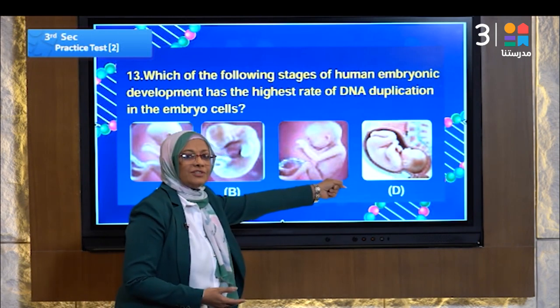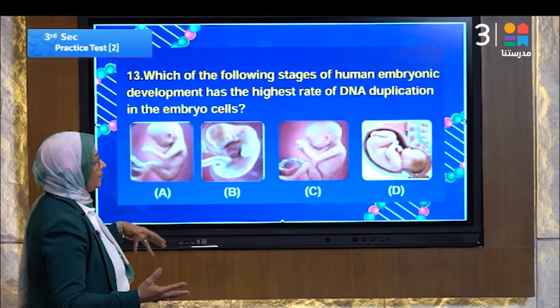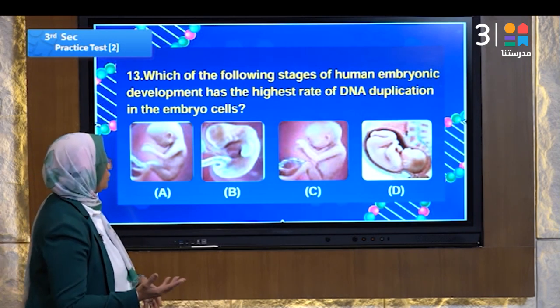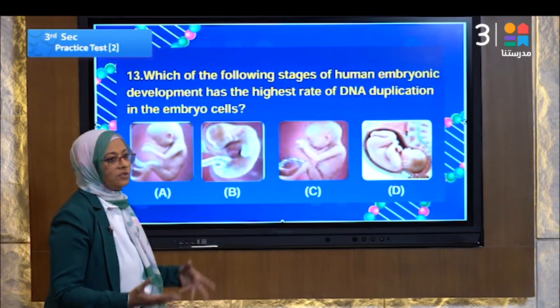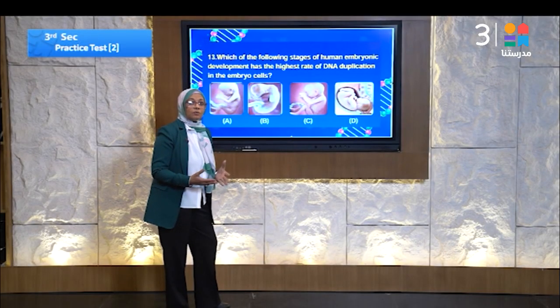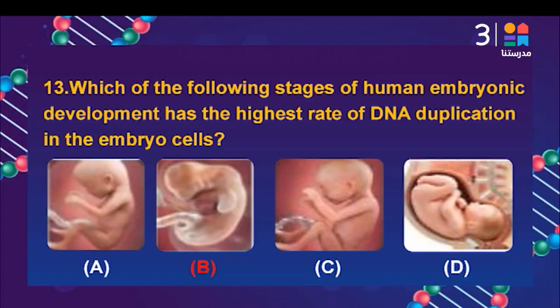A is not a more active division, but B is more active division, more division for more growth. Let's go to C. That means B has more DNA duplication to make more growth, to make more division.